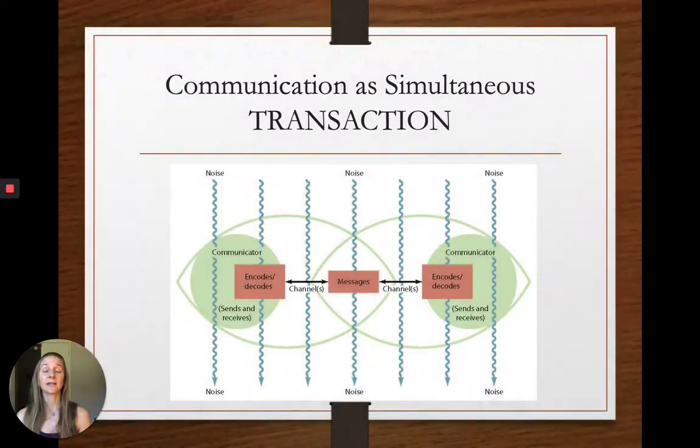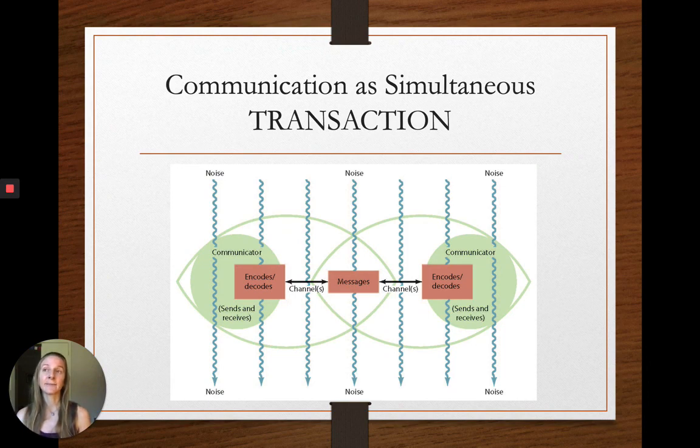Finally, we see communication as simultaneous transaction. This is the model that your book presents, and this is the one that I would like you to know for our class. And you'll notice a couple things here. One is that we kind of get rid of the idea of sender and receiver, and we do something really fun, which is we just call the people involved communicators. And what that does is it really breaks down the understanding that communication is one way or linear, and instead celebrates the fact that we are all always communicating.